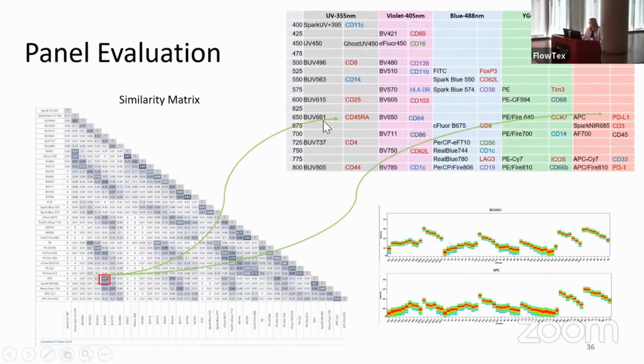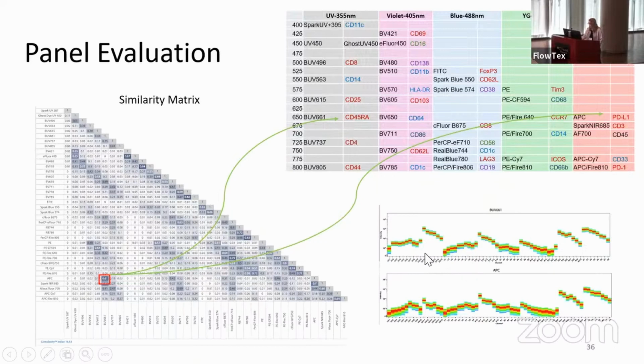So I'm going to look at that and I'm going to say, okay, I didn't expect that to be quite as much similarity as it was at 81% between a BUV that emits at 660 and APC that excites off red and emits at 660. What are the markers there? Well, I have PDL1 on APC and I have CD45RA, and those are both T cell markers and they could be co-expressed. So this might be a problem.